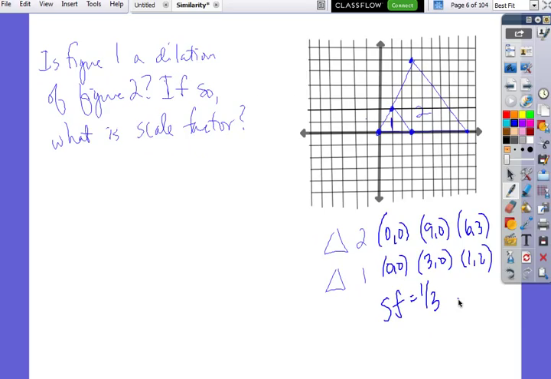So, read the question, see which one you're supposed to start with. Do that one first, write down the other one, see if you can multiply or divide, and get your scale factor.